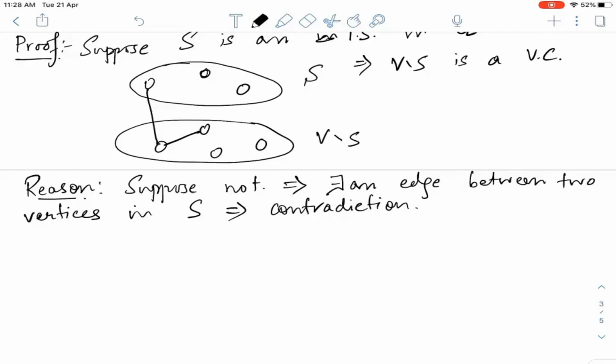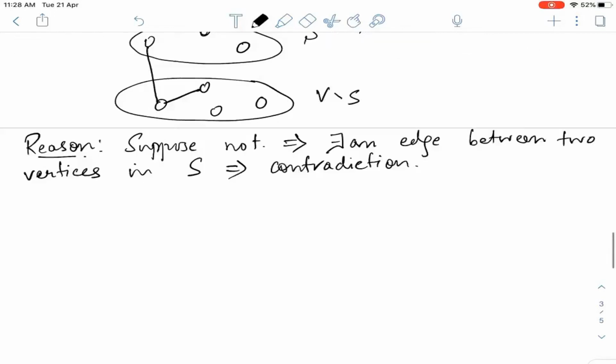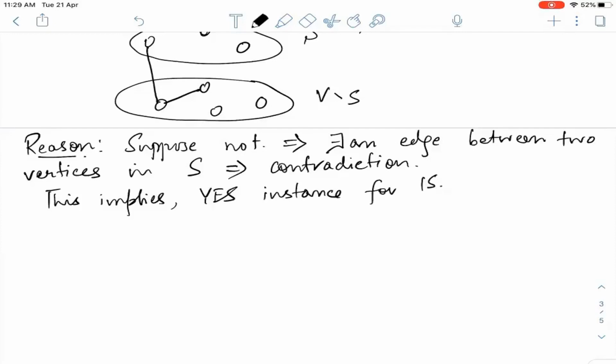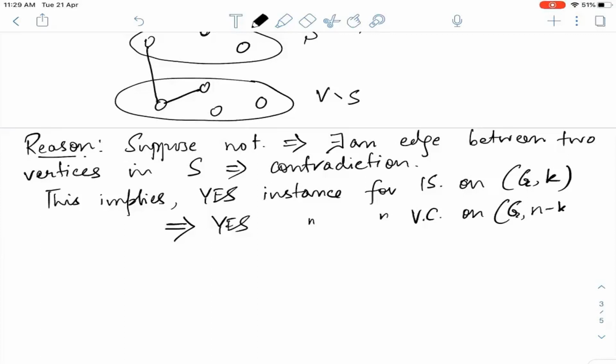Of course, we are not done. We also have to prove the other side. So this implies a yes instance for IS on (G, k) implies a yes instance for vertex cover on (G, n minus k).